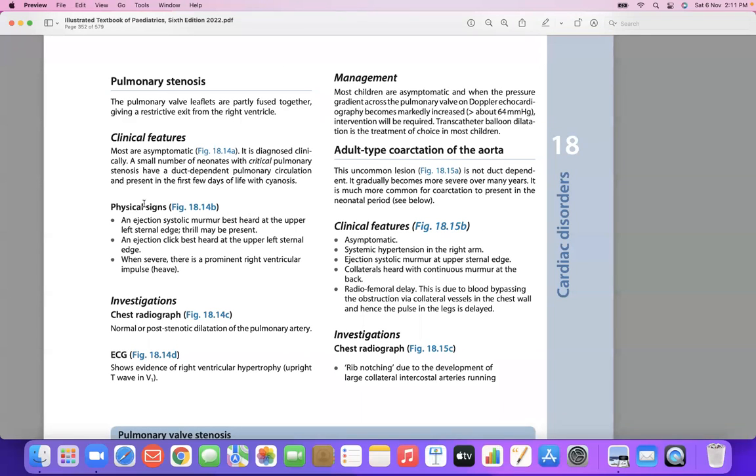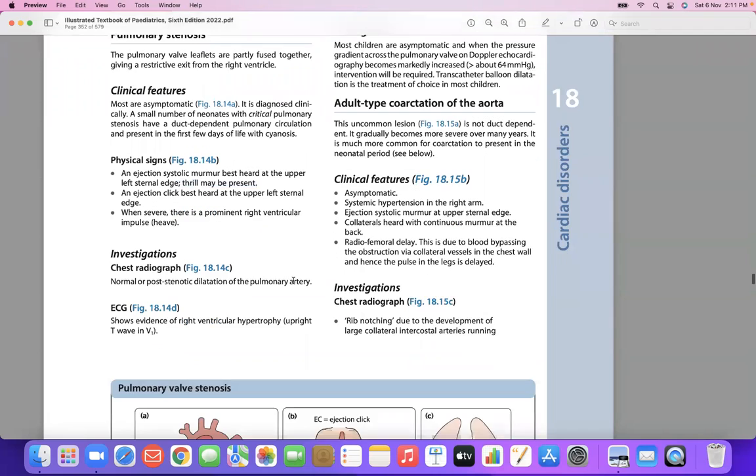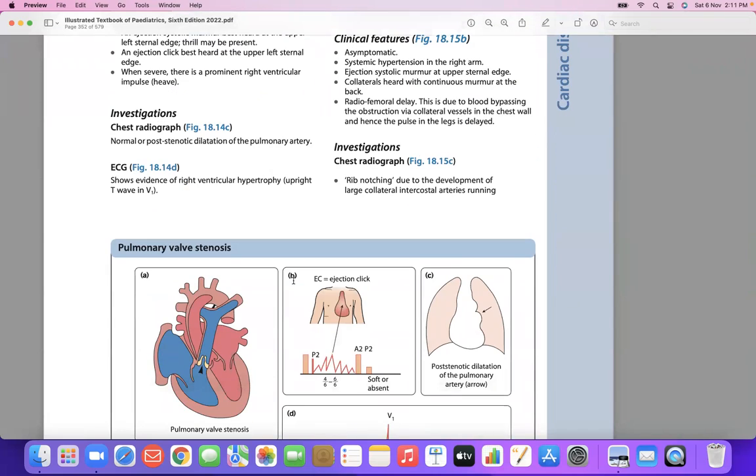So here you should know the physical signs. As I told you, ejection systolic murmur, thrill may be present, and an ejection click, because this involves the valve. You can have an ejection click here. Then there can be a prominent right ventricular impulse or heave, because there is right ventricular hypertrophy.